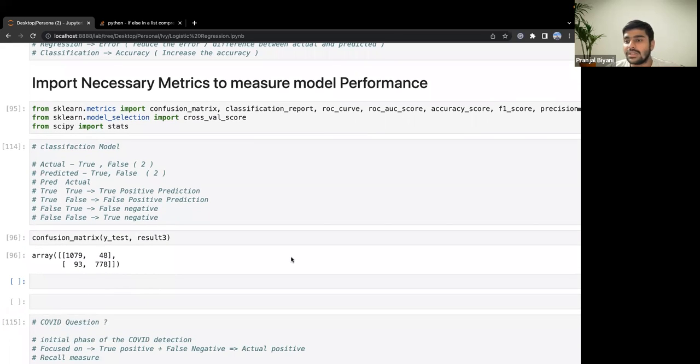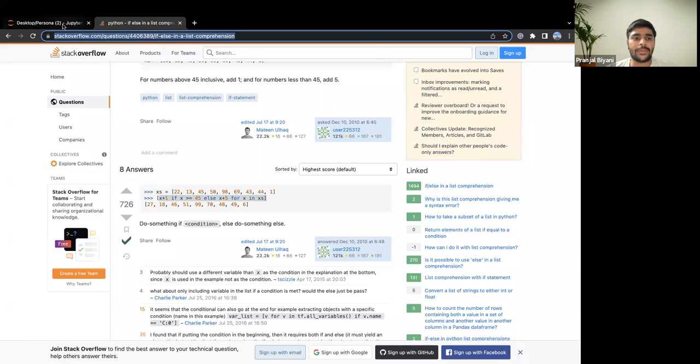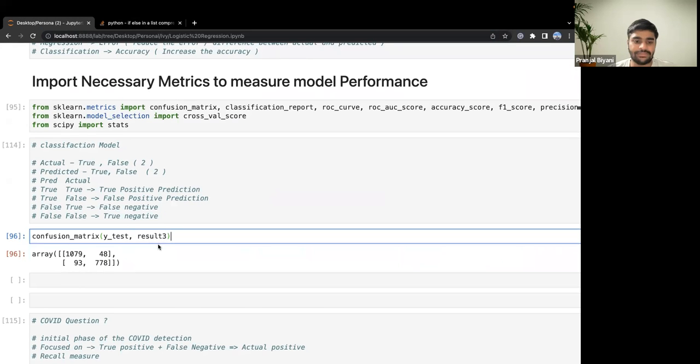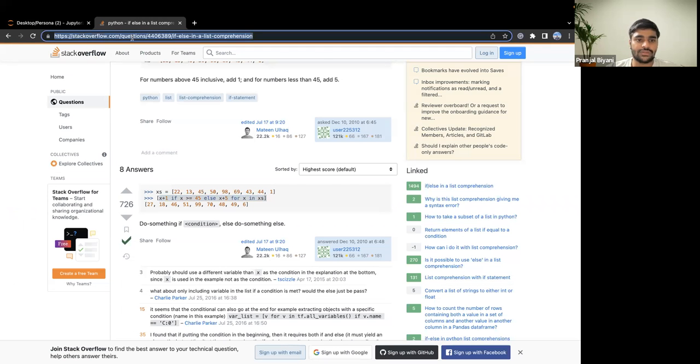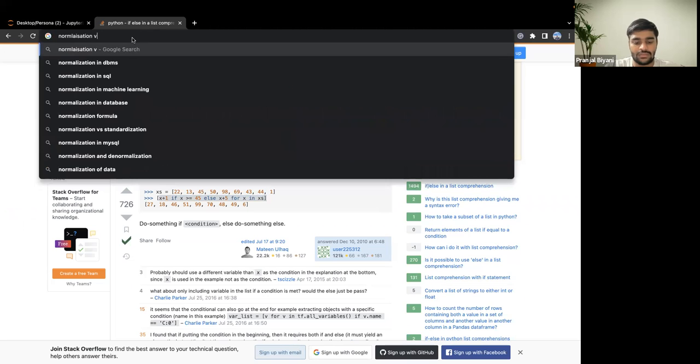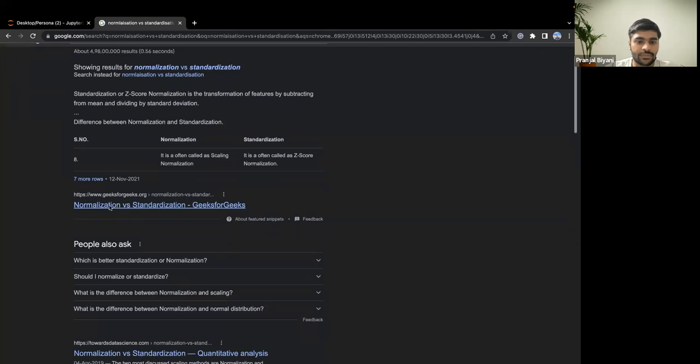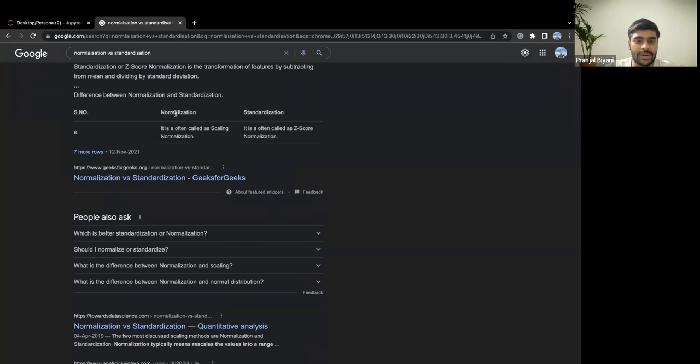Pratim, I'll cover that later towards the end of the class. Don't worry. Normalization and standardization are both the same. For all practical purposes, normalization and standardization are the same. If you just search, normalization is often known as scaling normalization.